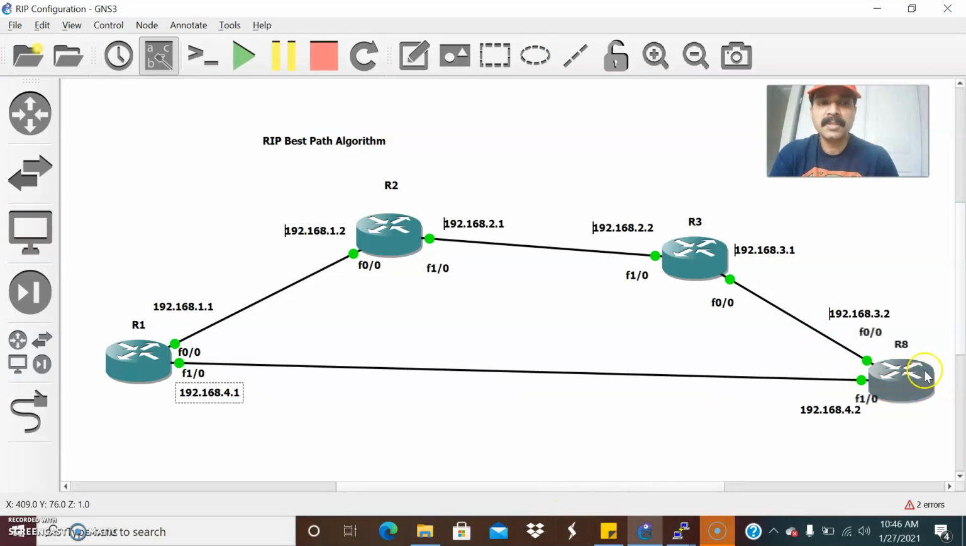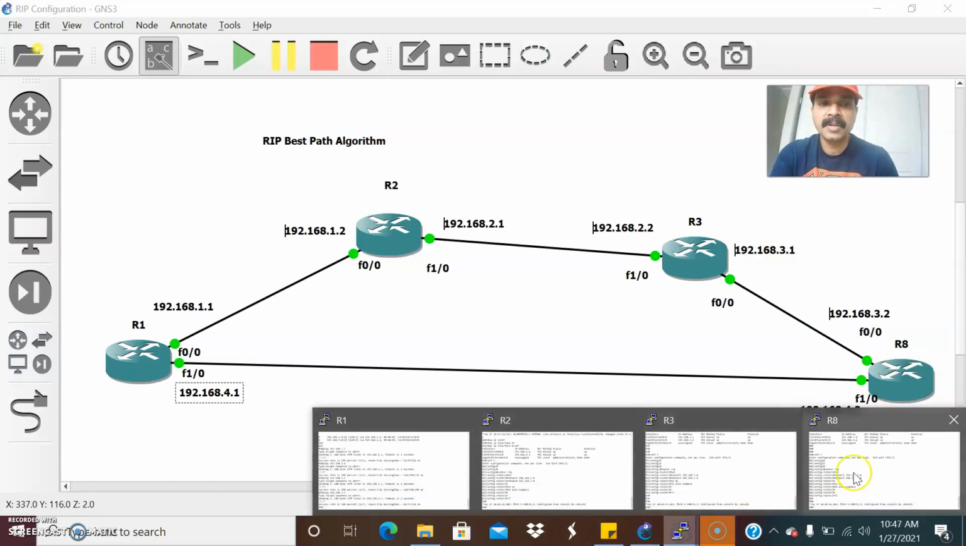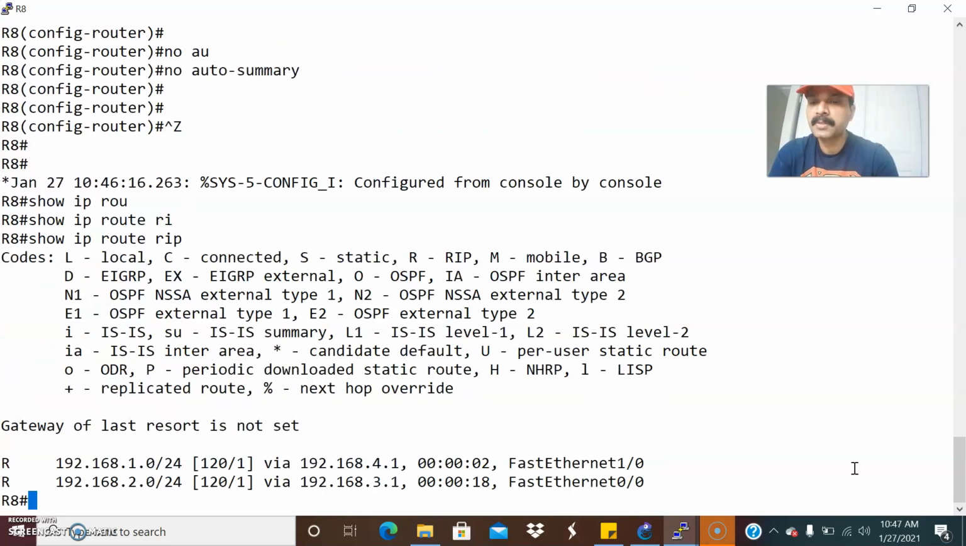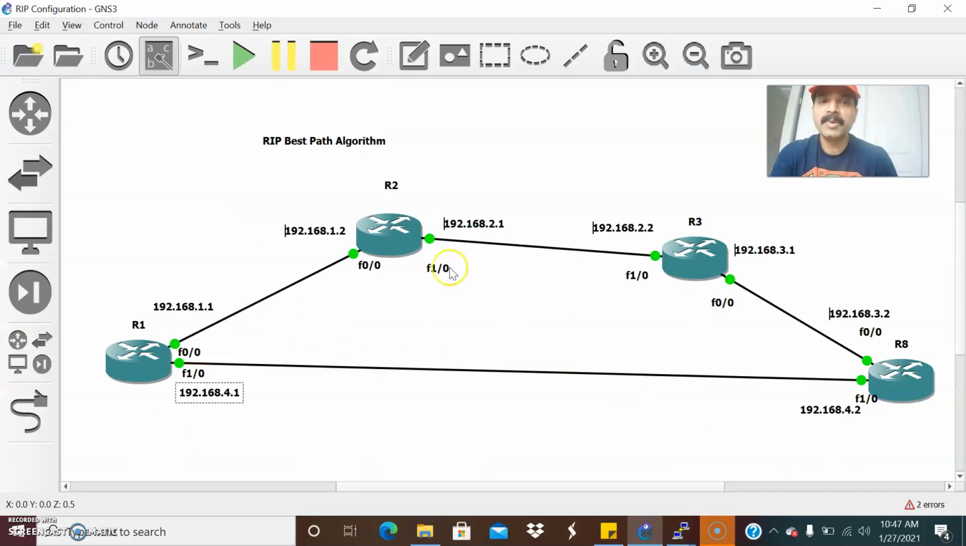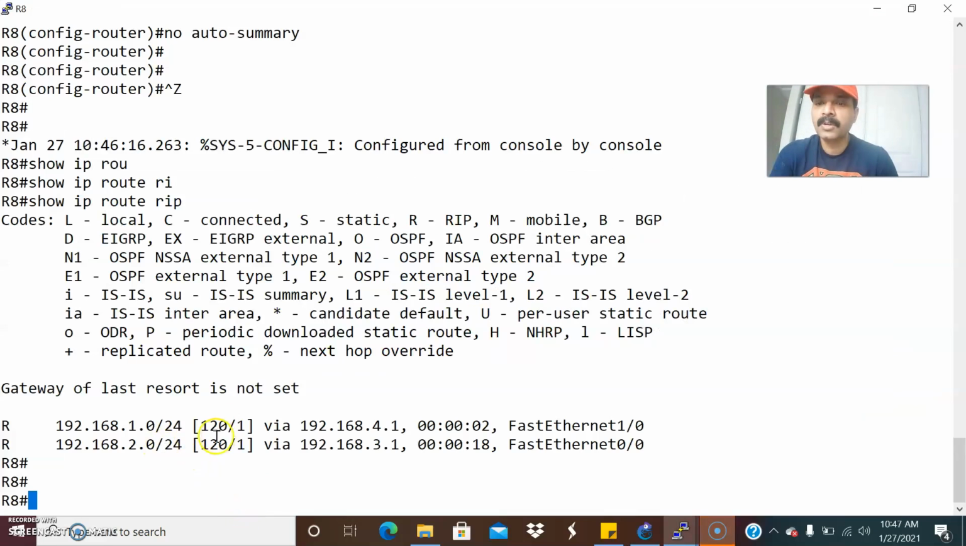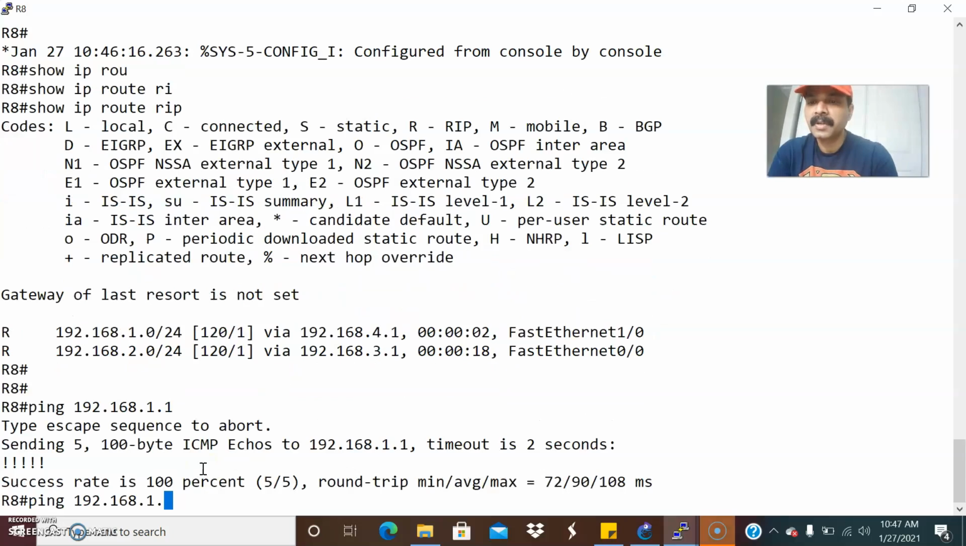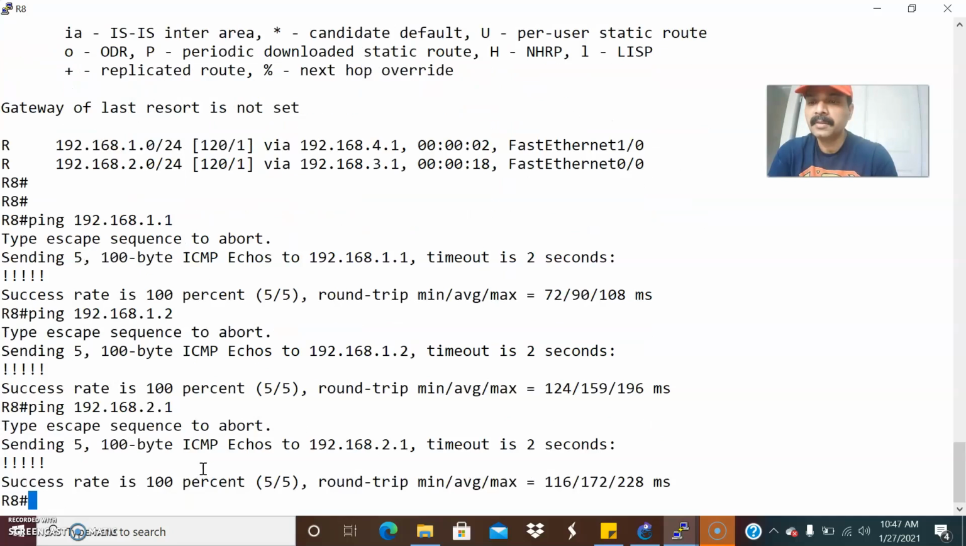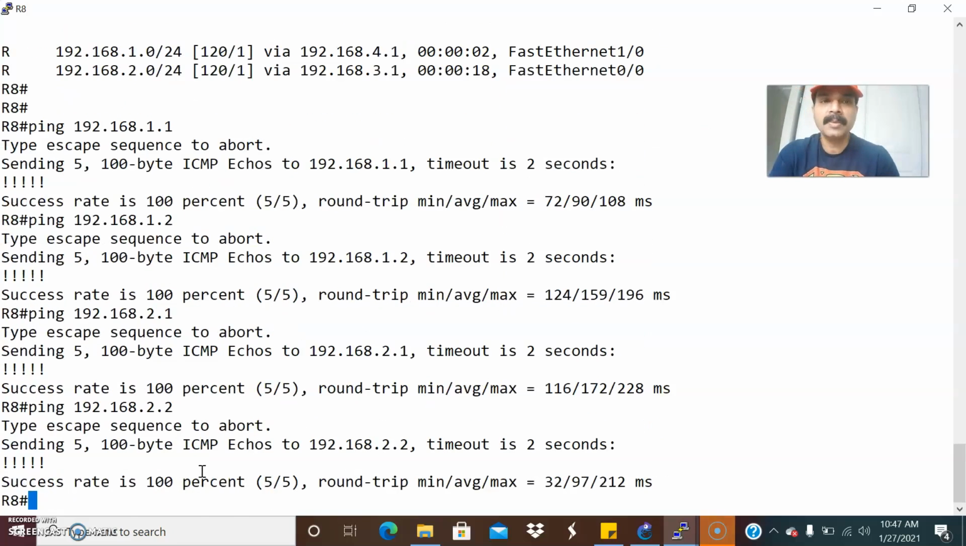Okay. So now let us go to R8 and let us check the corresponding remote networks. Show IP route RIP. So those are the destination networks. Yeah, I'm able to reach the 1 and 2 networks, right? So the 1 network I reach via 1 hop and the 2 network via 1 hop, right? So let us see 192.168.1.1 and 1.2 and 2.1 and 2.2, I'm able to reach those also.